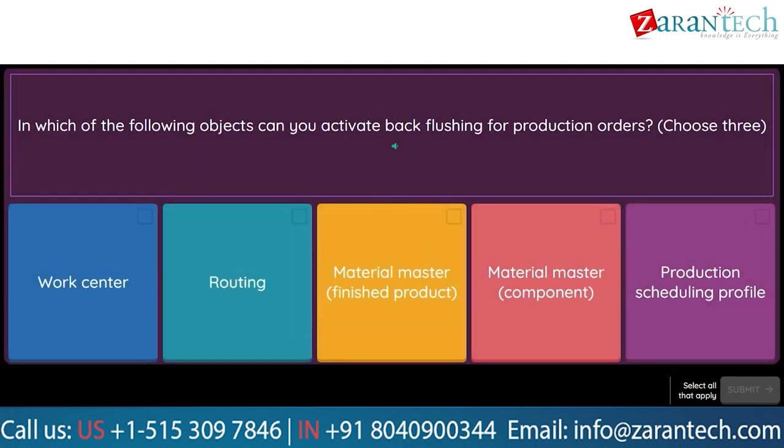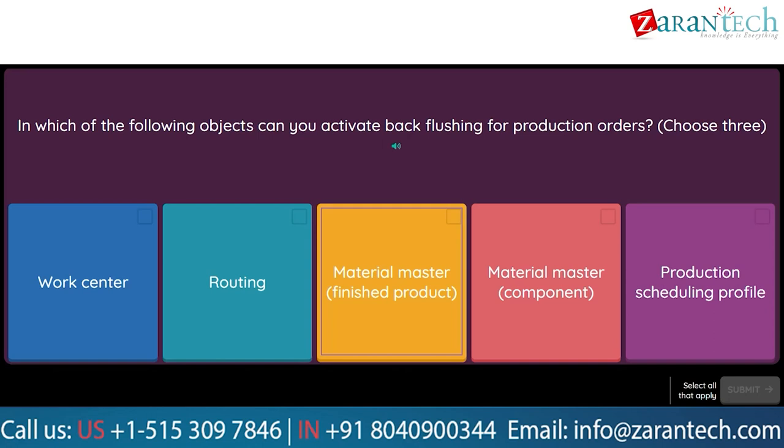Question: in which of the following objects can you activate backflushing for production orders? Choose 3. Option 1: work center. Option 2: routing. Option 3: material master, finished product. Option 4: material master, component. Option 5: production scheduling profile.